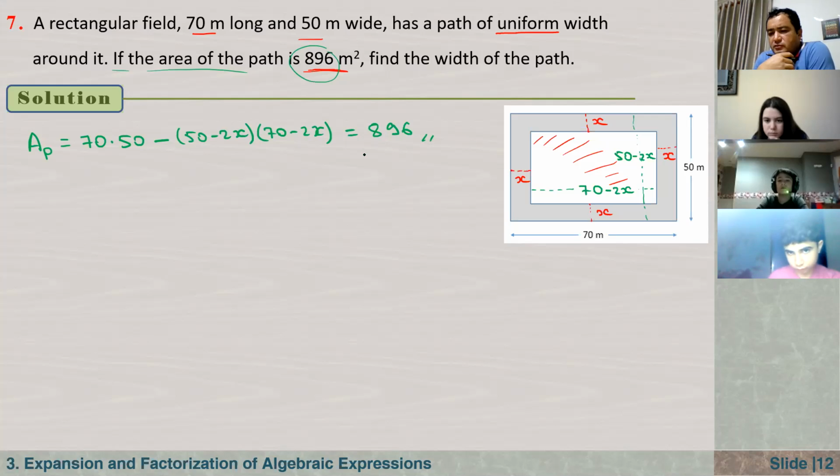Once we write the equation, the rest is just algebraic manipulation. Simplify this, bring into a standard form, and solve it. Okay, that's the question. So now let's simplify this.